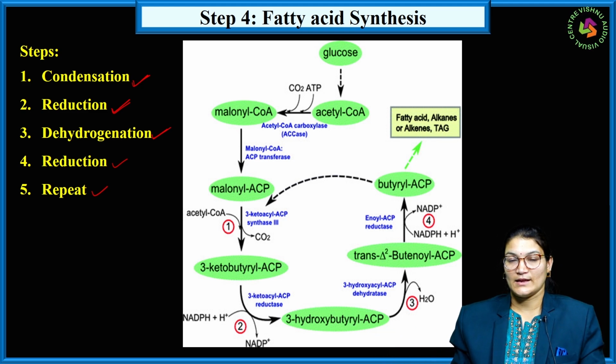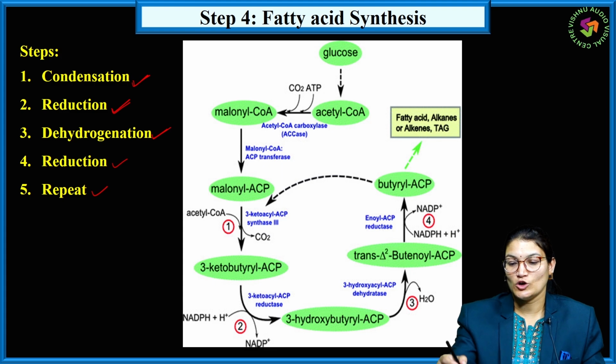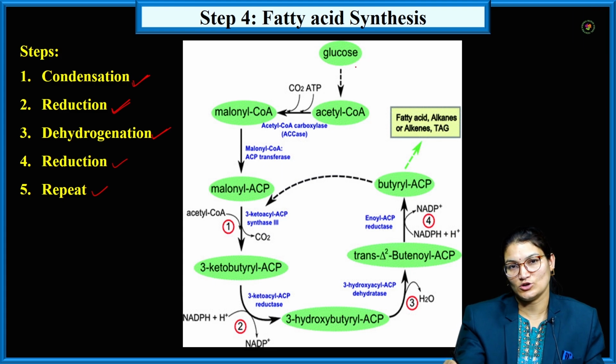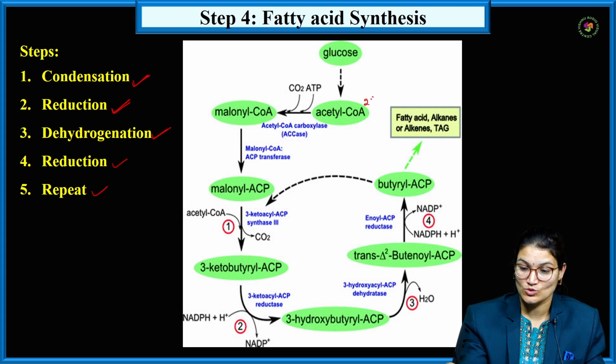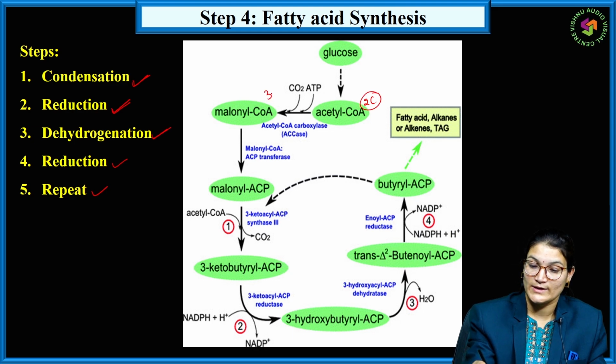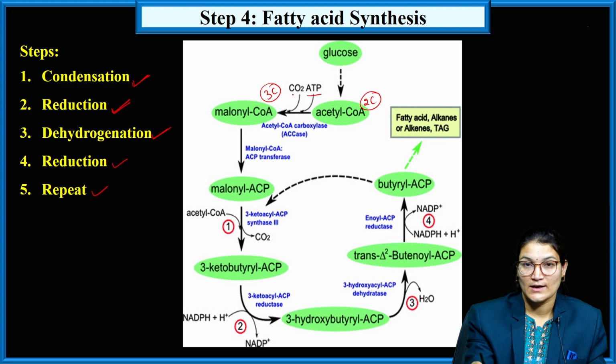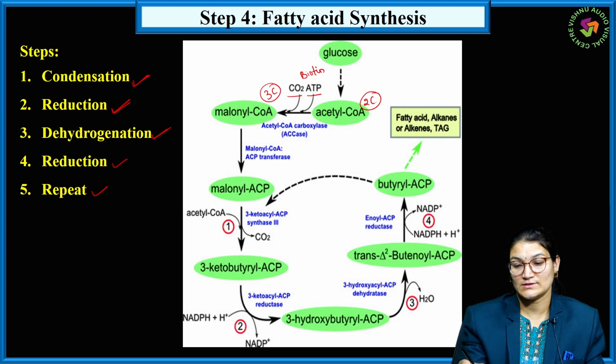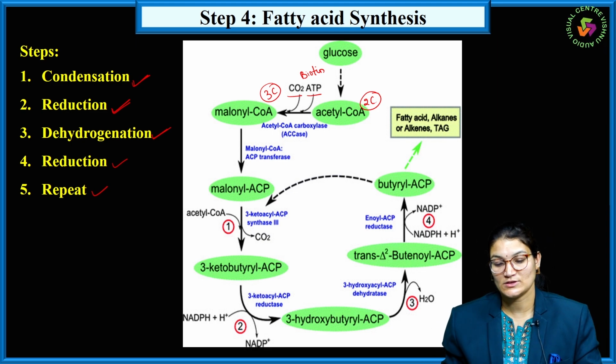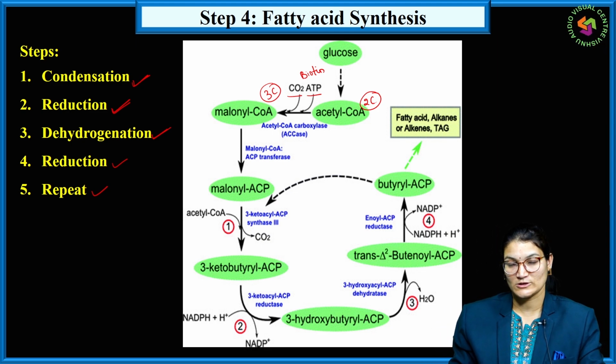For example, let us start with the initial step, glucose. As we discussed, the end product of glucose is acetyl coenzyme A. Acetyl coenzyme A gets converted into malonyl coenzyme A. This is 2 carbon, and malonyl coenzyme A is 3 carbon, and this requires ATP, carbon dioxide as well as biotin, as we discussed in the previous slide. This initial step happens in the presence of acetyl coenzyme A carboxylase.